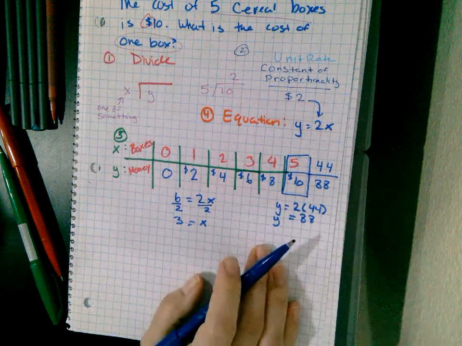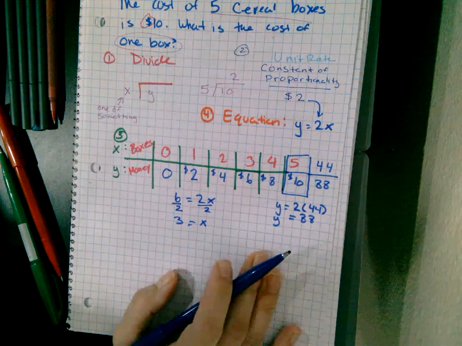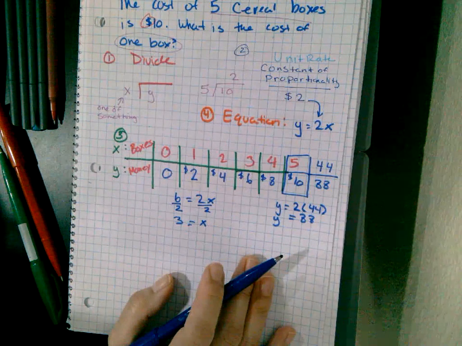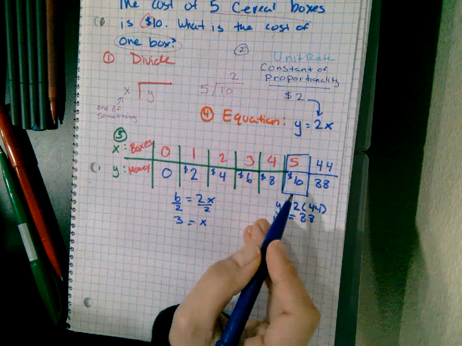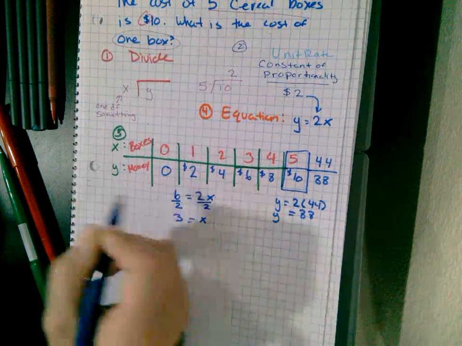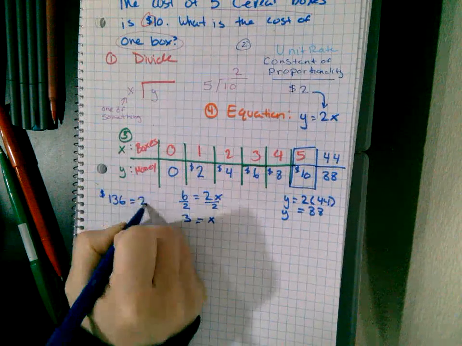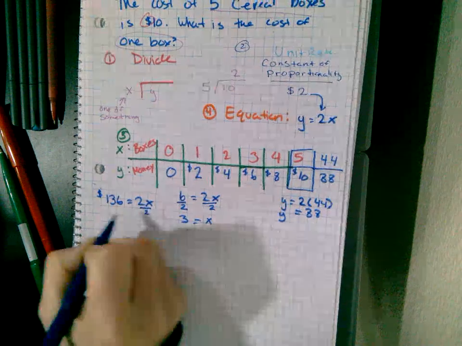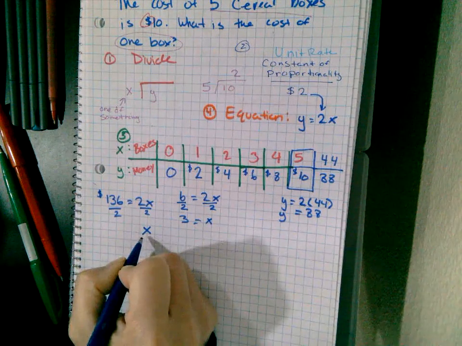Like, okay, I have $136. How many boxes can I buy with $136? And you're like, I don't know. My table just goes up to 5. 5 boxes, $10. Well, I'm telling you, you have $136. How many boxes can you buy? You're like, oh, okay, cool. So I just divide by 2. And I get what x is, because x stands for boxes.